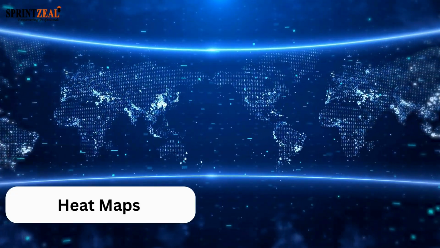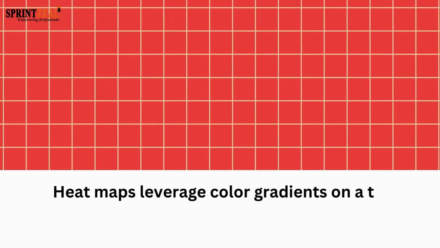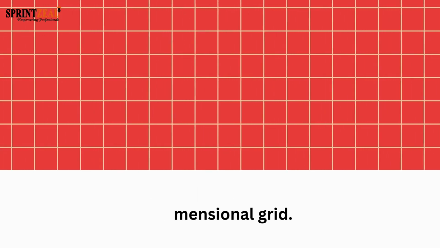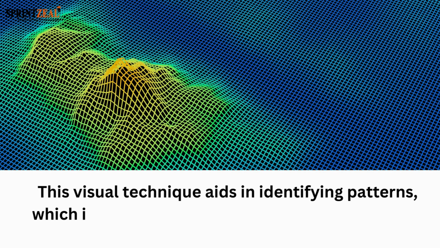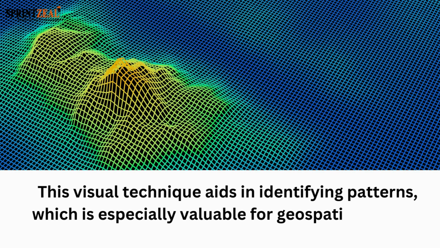Heat maps. Heat maps leverage color gradients on a two-dimensional grid. This visual technique aids in identifying patterns, which is especially valuable for geospatial analysis.